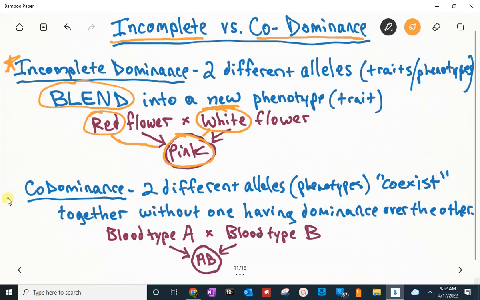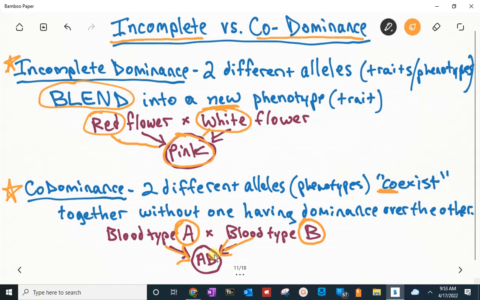Now codominance, on the other hand, they have two different alleles, just like incomplete dominance, but I always remember this one because in codominance, they coexist together. So they don't blend into a new phenotype, they both end up existing at the same time with each other. And a good example for this is if you have someone with blood type A passing along that allele of that blood type gene, crossing with someone with blood type B, you end up getting blood type AB.